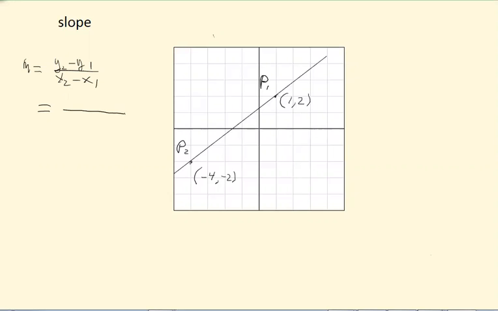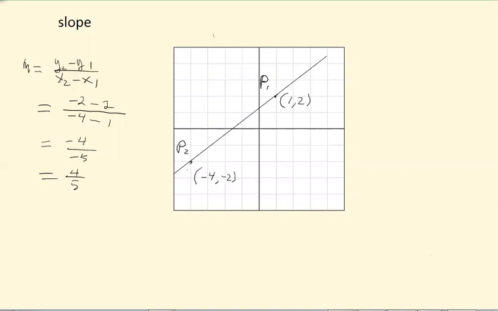So we're going to take negative 2 minus 2 over negative 4 minus 1 and simplify. So we get negative 4 over negative 5, and that's 4/5. So there's the slope. Notice it is a positive number, which we expect because the line goes up to the right.